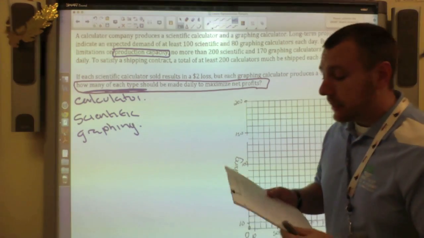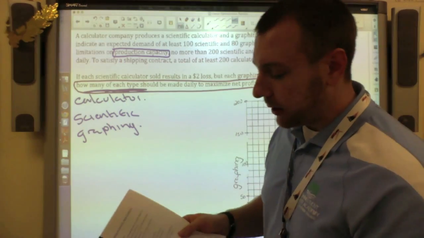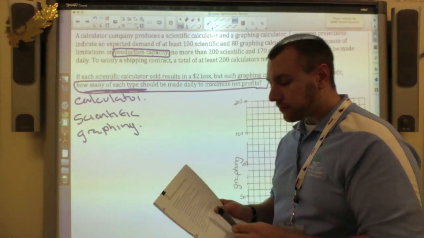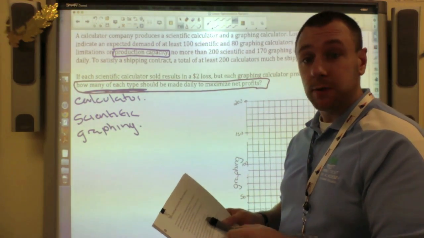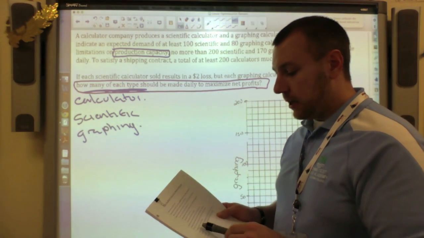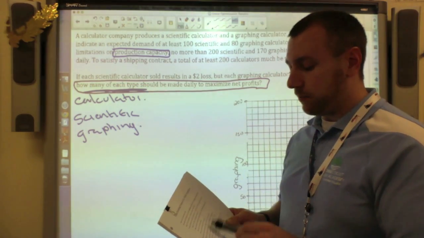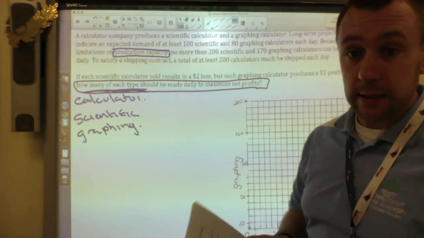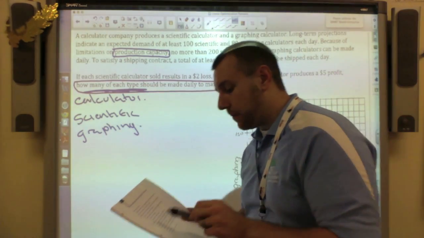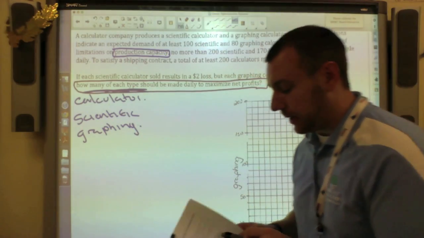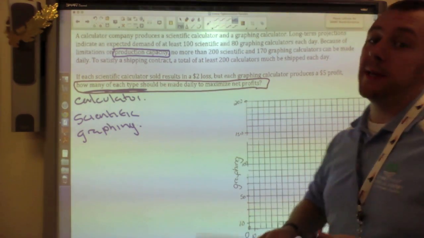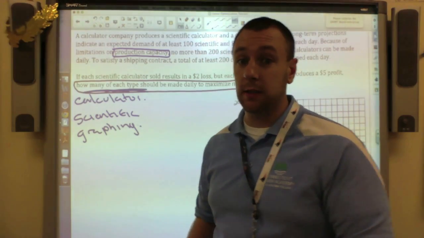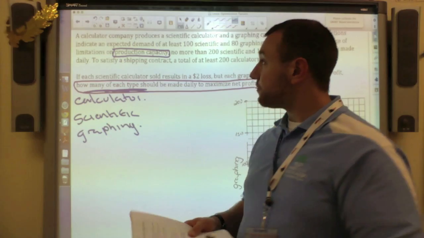All right, so step 4 has 2 parts. Identify the important information I need to be aware of. Part A says, remove useless information in word problem sentences. And part B says, remove useless information from tables, charts, or graphs. Well, we don't have a table, chart, or graph, but we can get rid of some useless information that I don't need.